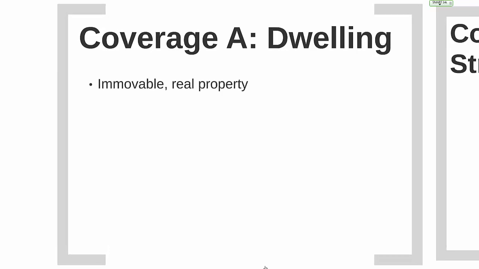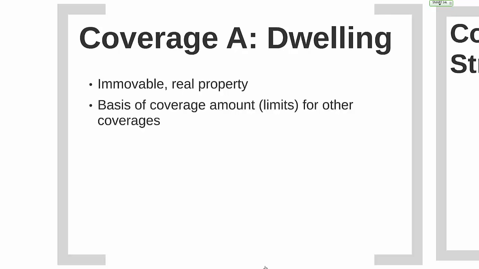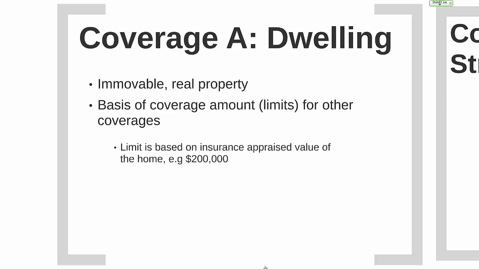Coverage A covers immovable or real property, as it's often termed. In other words, you should think of this as covering property which cannot easily be moved or picked up and taken to a different location. Immovable property includes things like the home itself, the inside and outside walls, and anything attached to the home. This coverage, coverage A, is the basis of coverage amounts or limits for all the other coverages. So in other words, the limit is based on the insurance appraised value of the home.